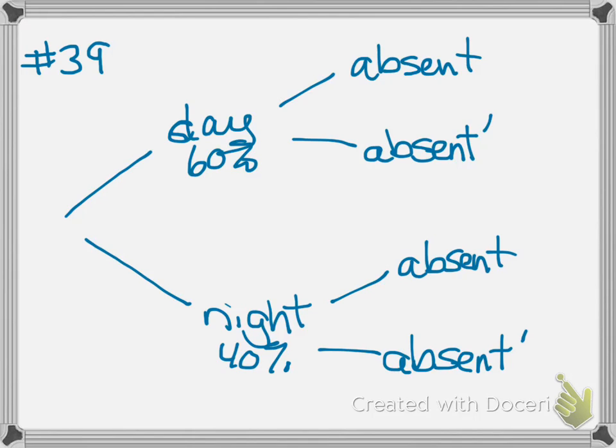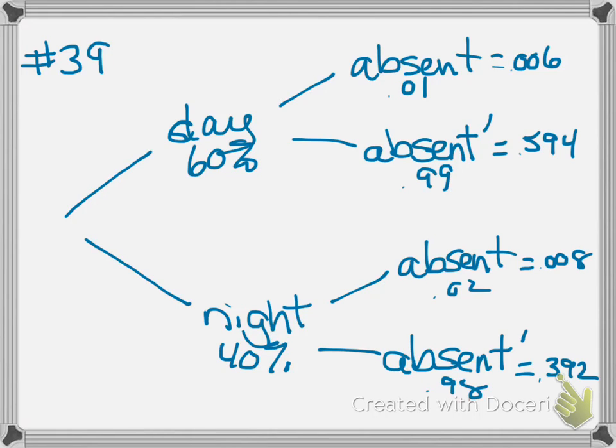And it says here that 1% of the absences, okay, will miss work. So this is 1%, 0.01. So this would be 0.99, right? Because each branch has to add up to 1. And this would be 0.02 and then 0.98. Again, each branch has to add up to 1. Okay, so notice what I did is that I found the probability.